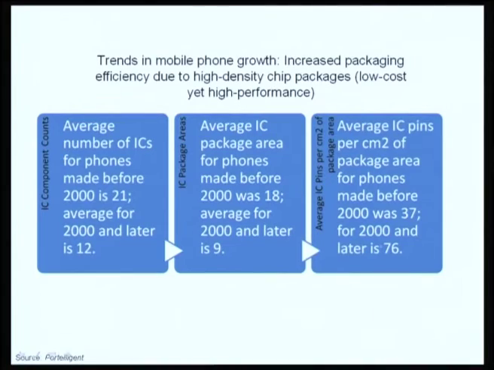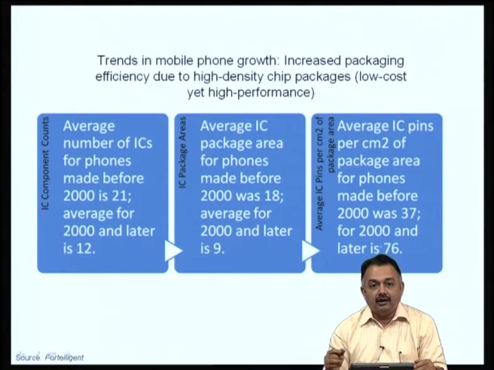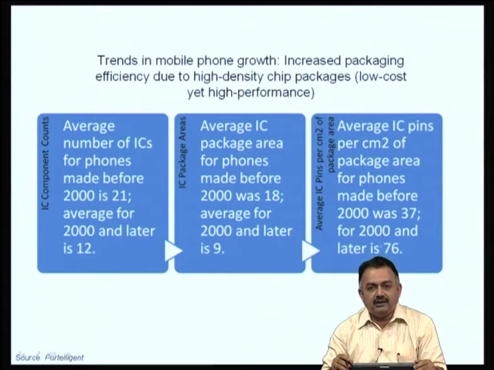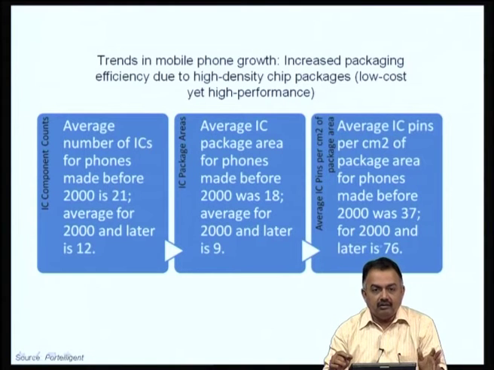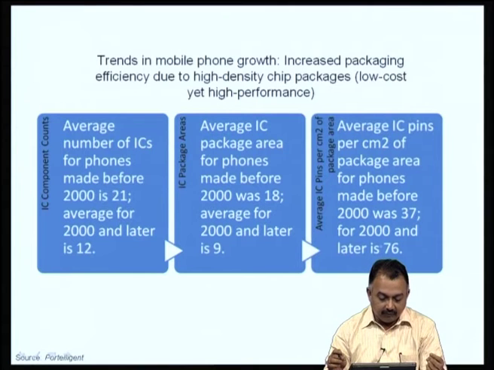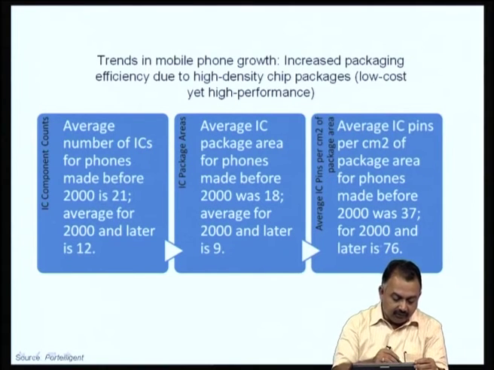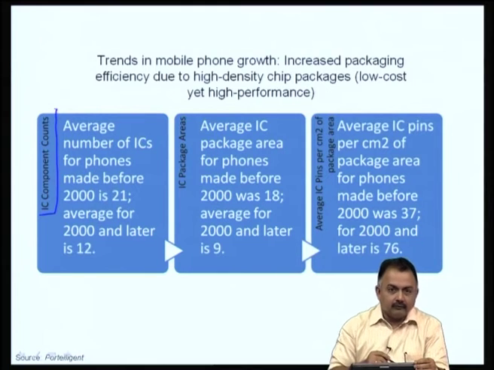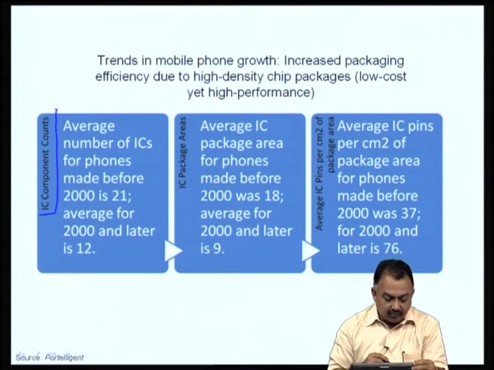Okay. Now, I will give you some statistics which talk about the trends in mobile phone growth, and which basically tell you how the packaging efficiency is increasing due to high density devices or IC packages used, low cost, but at the same time yielding very high performance. If you look at the IC component counts, okay, the average number of ICs for phones made before 2000 is 21, average for 2000 later is 12.